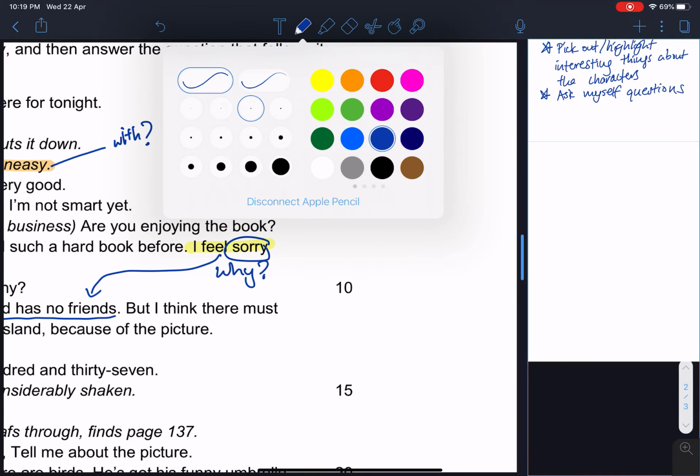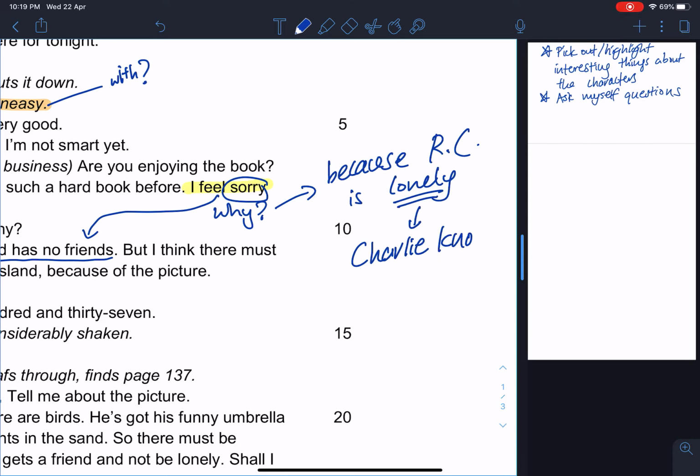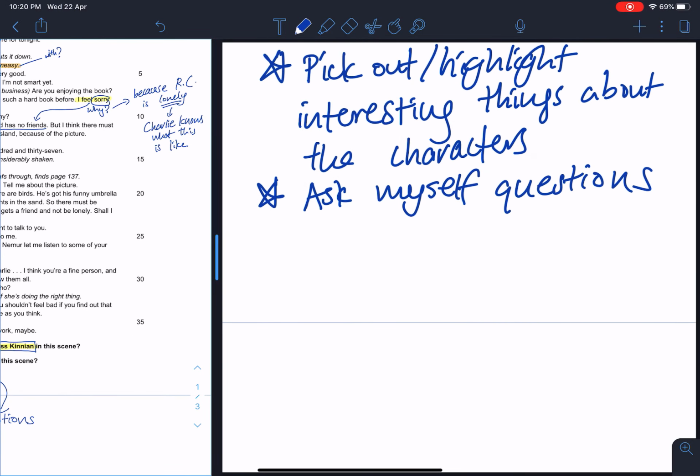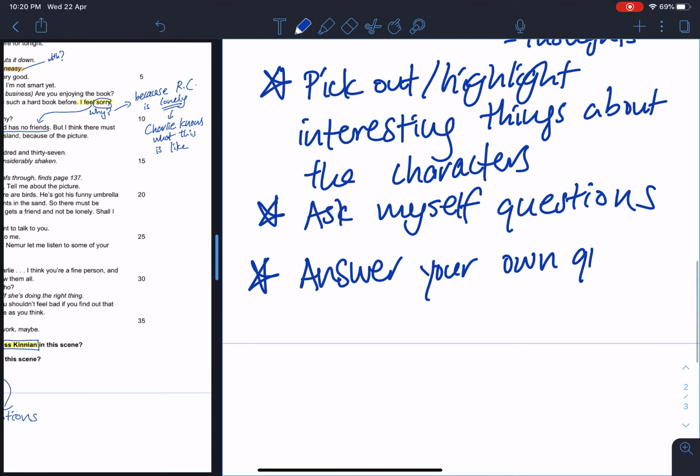So what I do now is that I try to think about it, because Charlie feels sorry because Robinson Crusoe is lonely. What does this mean though? So what if Robinson Crusoe is lonely? This means that Charlie knows what it is like. And now I'm starting to answer the question because I am discovering what Charlie is like. And now that Charlie feels lonely, I am able to start to talk about what I feel for him. Okay? And so that is the third step. Answer your own questions. And this will help us to begin to deal with the rest of the passage.